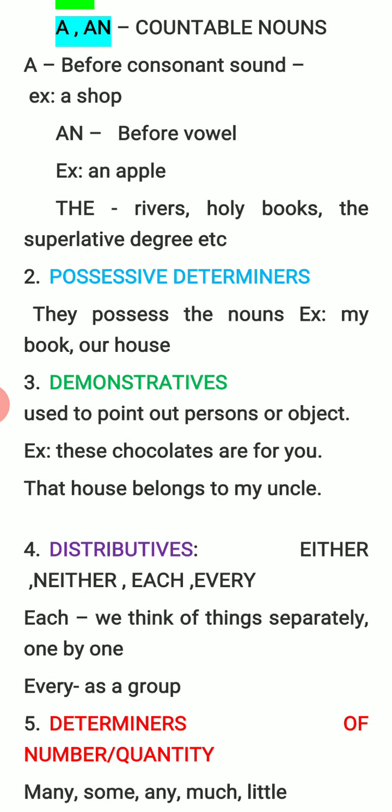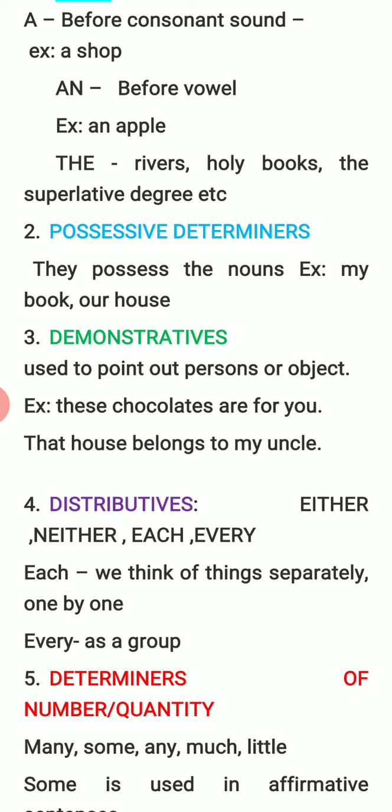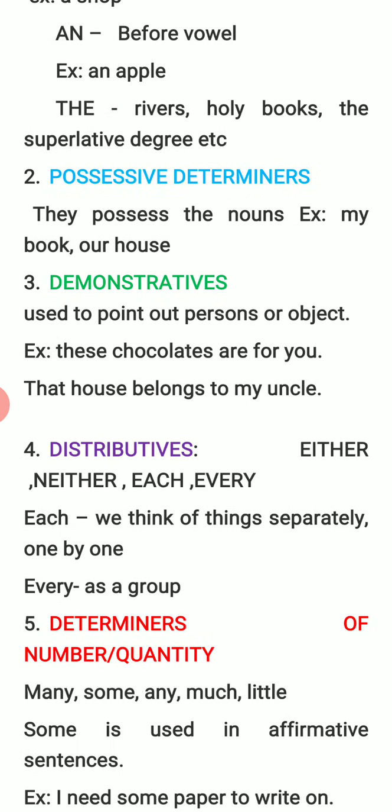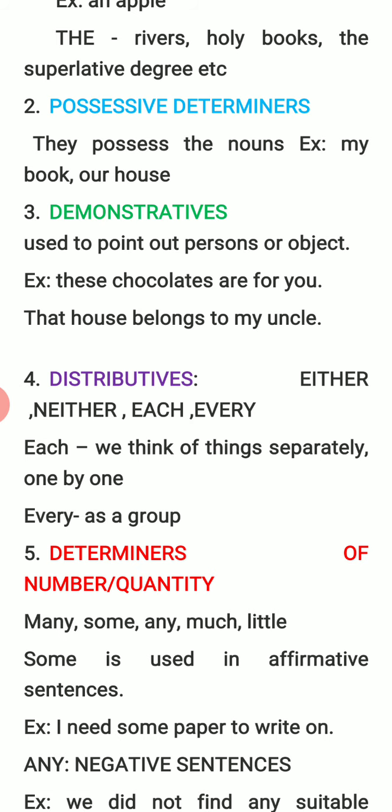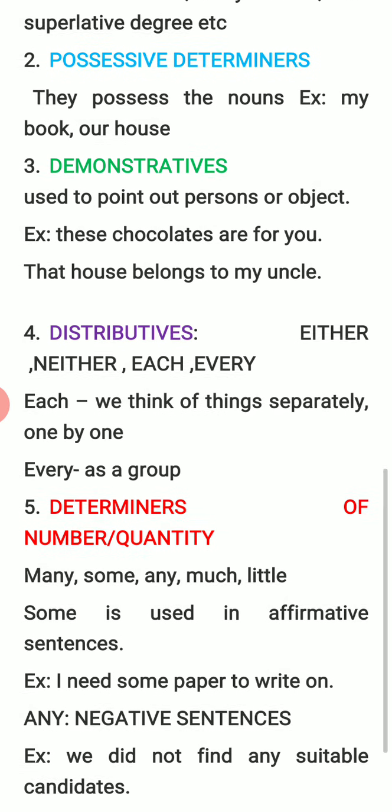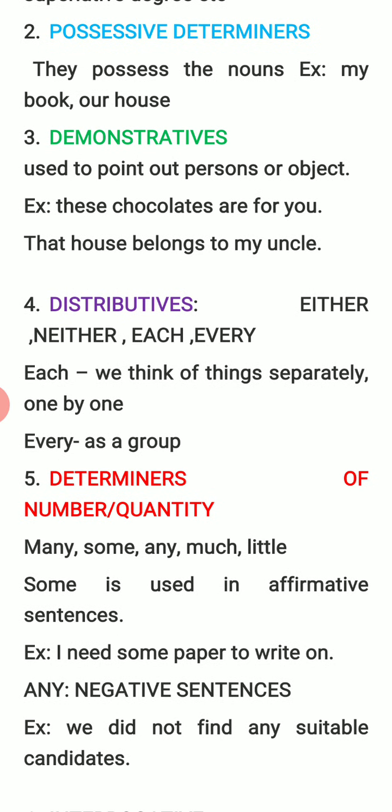Next one is the distributive determiner. Which are the distributive determiners? Either, neither, each, every, like this. Each is used for one by one, only for one person or thing. That time we are using each. Every is used for a group, that is every student.